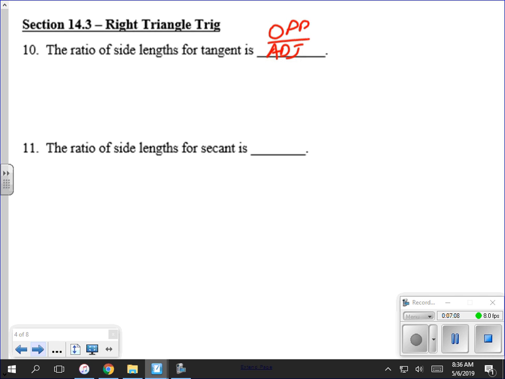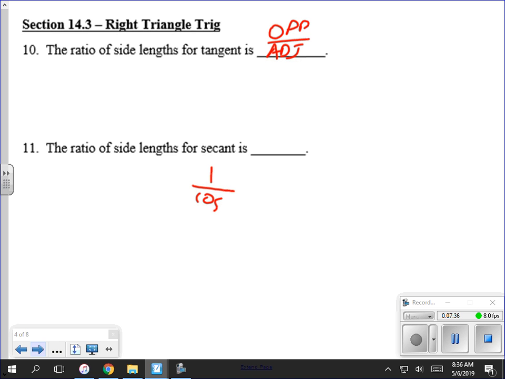Okay. The ratio of side lengths for a secant. Well, the secant is 1 over the cosine. Would it be okay if you just had O over A, and for this one H over O? I want to see at least that written out. Don't be that lazy.